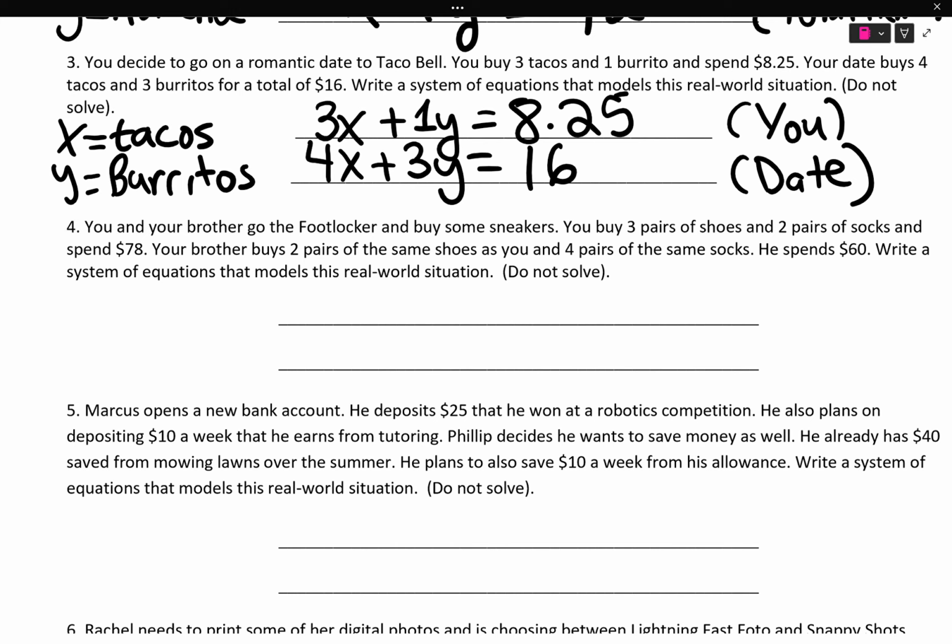Your brother wants to be like you, your besties. He buys 2 pairs of the same shoes and 4 pairs of the same socks. He spends $60. Let's write an equation.